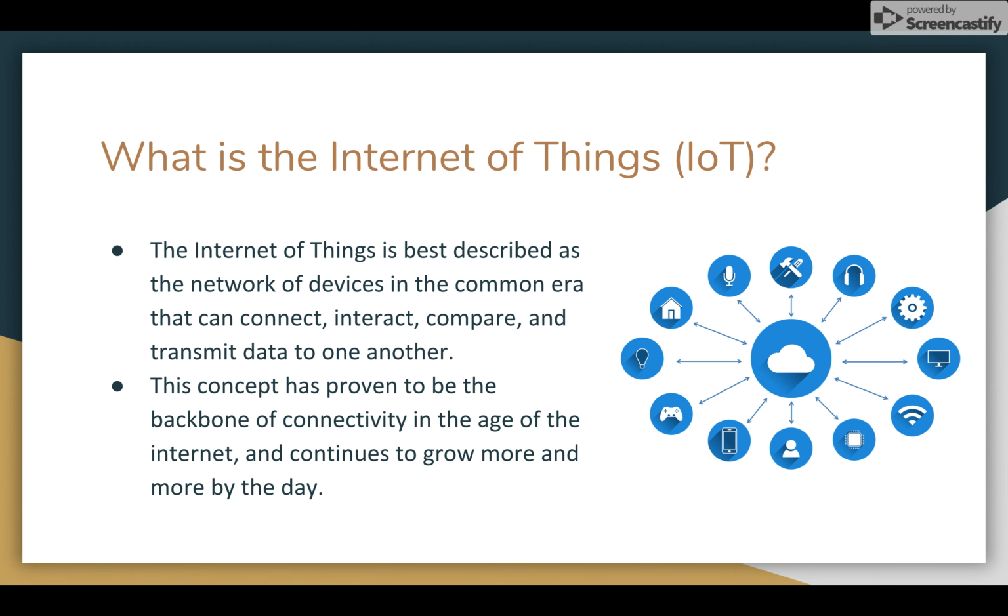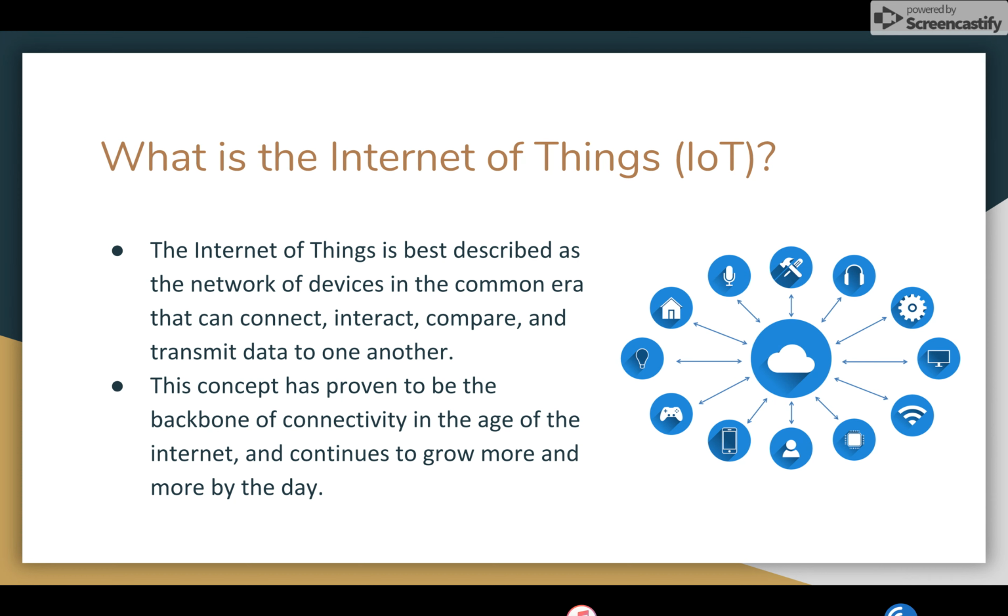The Internet of Things isn't so much describing the Internet itself or a specific device. Rather, the Internet of Things describes an all-encompassing connection between devices in a common era or area that can connect, interact, compare, and trade data with one another with little or no hassle. So this may include smartphones, televisions, speakers, wireless connecting devices, et cetera. The options are truly endless.